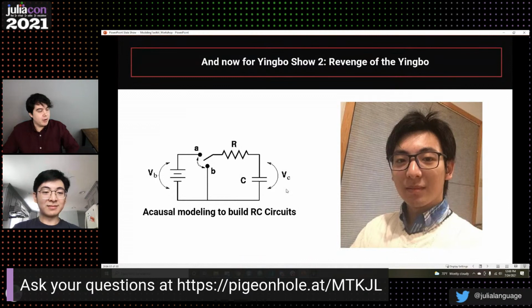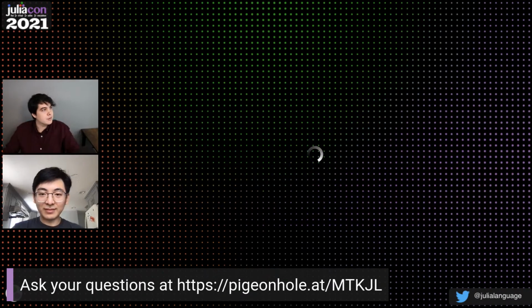So I now want to bring this back to Yingbo to be able to show how you do acausal modeling in Modeling Toolkit. This is a special form of composing systems to be able to build out things like circuit models and HVAC models really quickly and get these really big models that then use structural simplify.